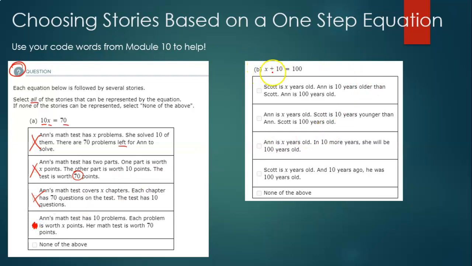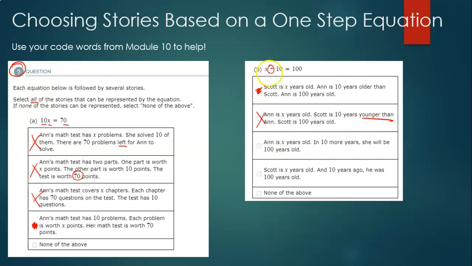All right, let's use the same process for B. Scott is X years old. Anne is 10 years older than Scott. Yeah, 10 years older would be add, so I think we're okay so far. Anne is 100 years old. Yes, I think we could choose that one. Anne is X years old. Scott is 10 years younger than Anne. Scott is 100 years old. No, we don't want to choose that one. Younger than would be a subtraction problem.